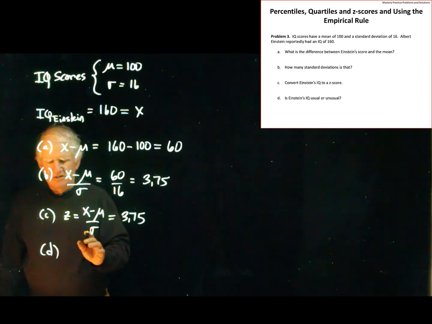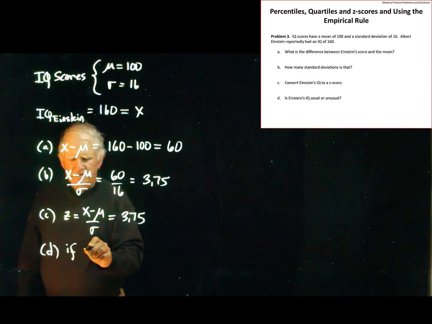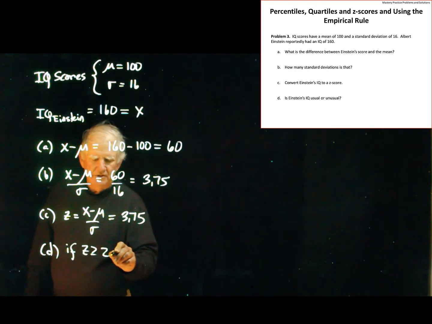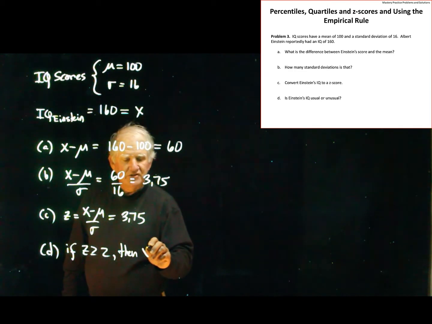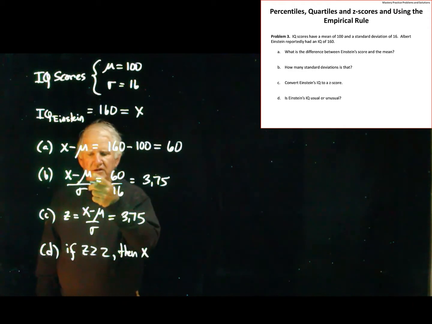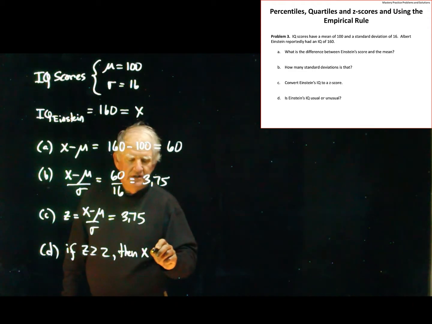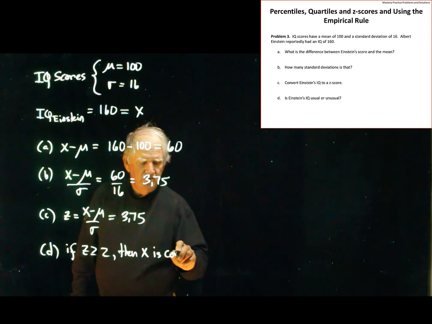And the final question says, well, is this an unusual value? And the answer is that if z is greater than or equal to 2, then the X associated with that z, the data value associated with that z, is considered unusual.